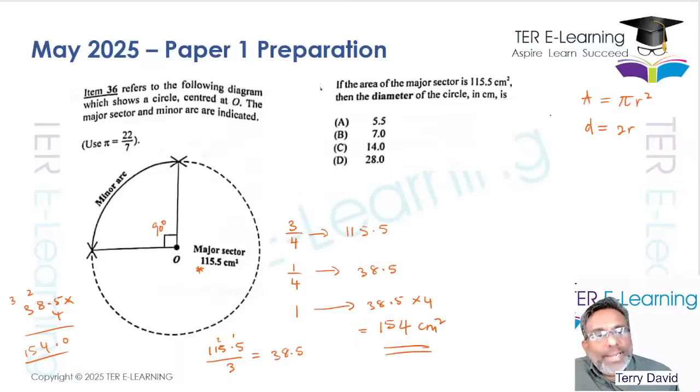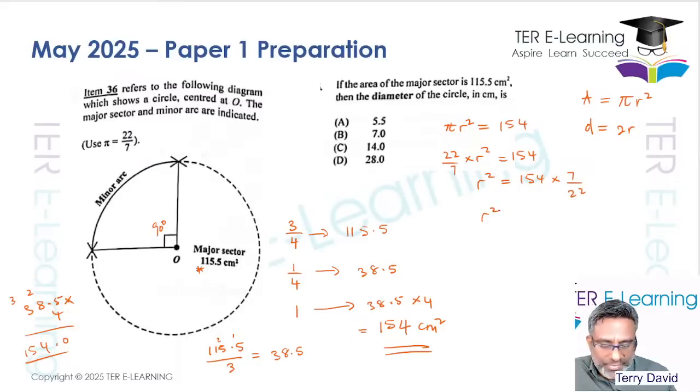So now, since you know the area of the whole circle is 154, you can say pi r squared is 154. So 22 over 7 multiplied by your radius squared is equal to 154. So therefore r squared is equal to 154 multiplied by 7 over 22. We had a question like this just now. So 154 by 7 over 22 is going to give us 49. So therefore r is equal to the square root of 49. r is equal to 7.